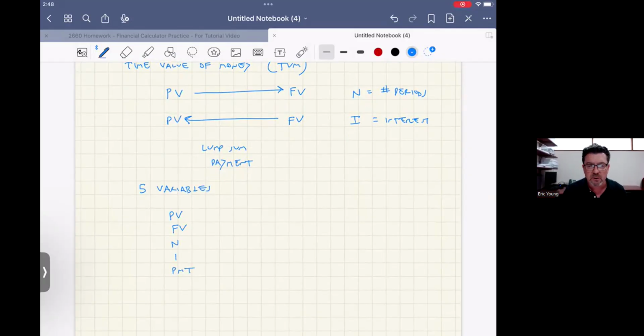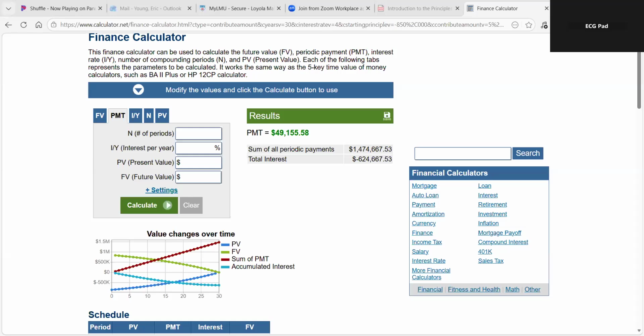I'm going to share with you a financial calculator page. This is the one that we use in class. Okay, looks like we have it now. What we see here is a financial calculator page. You'll notice that up here, we have the 5 variables.